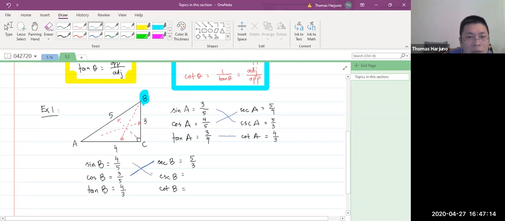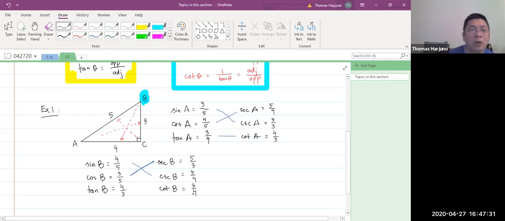Okay, cosecant B is the reciprocal of sine B. That's 5/4. And then cotangent B is the reciprocal of tangent B. That's 3/4.